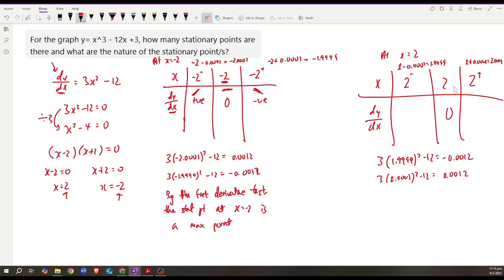So the point before your stationary point has a negative gradient, so it's downward sloping. Then it's flat at the stationary point, and then after the stationary point, it's positive. Negative is downward sloping, then it's flat, and then it's upward sloping. So it's a minimum point. You can see, downward sloping, flat, and then upward sloping. So by the first derivative test, the stationary point at x equals 2 is a minimum point.